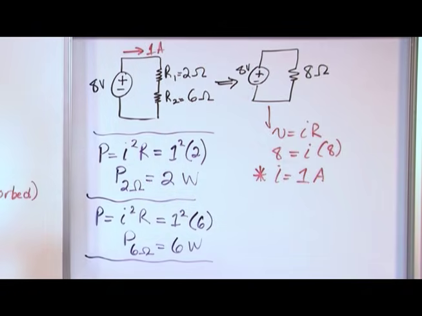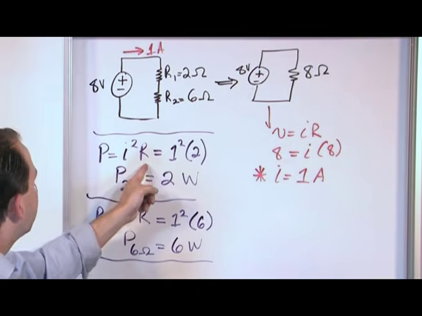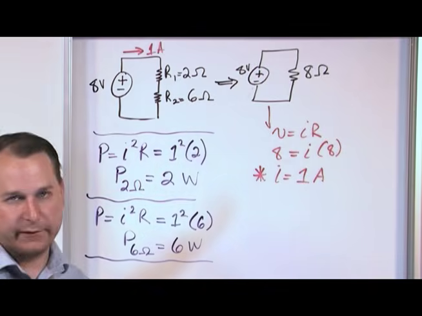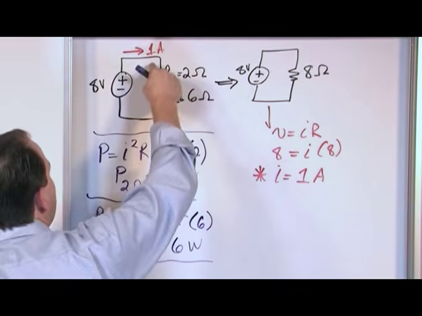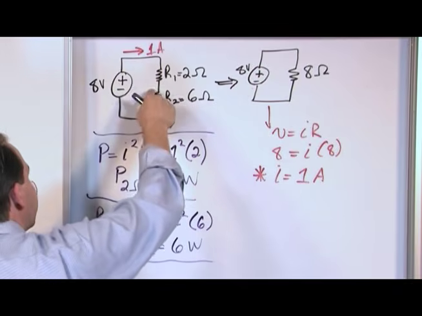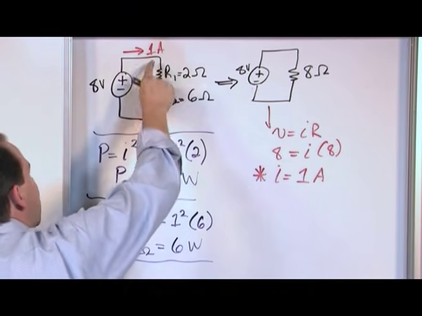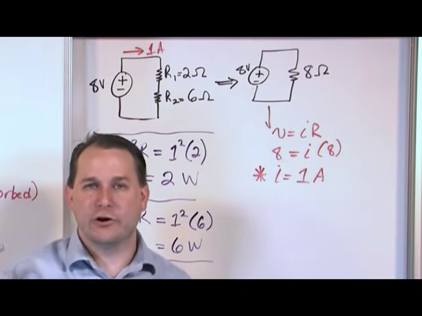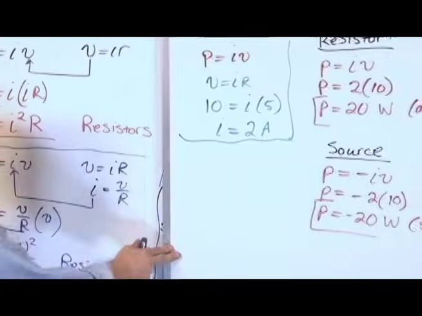Now, there's more than one way to solve a problem, all right? In this case, I used I squared R because I knew the current and I knew the resistance. But if I wanted to, I could use Ohm's law, V is equal to IR, to calculate the voltage drop across here. And once I know this voltage drop, I could do V squared over R, the other relation for power that we learned. Remember, we learned 2 of them.